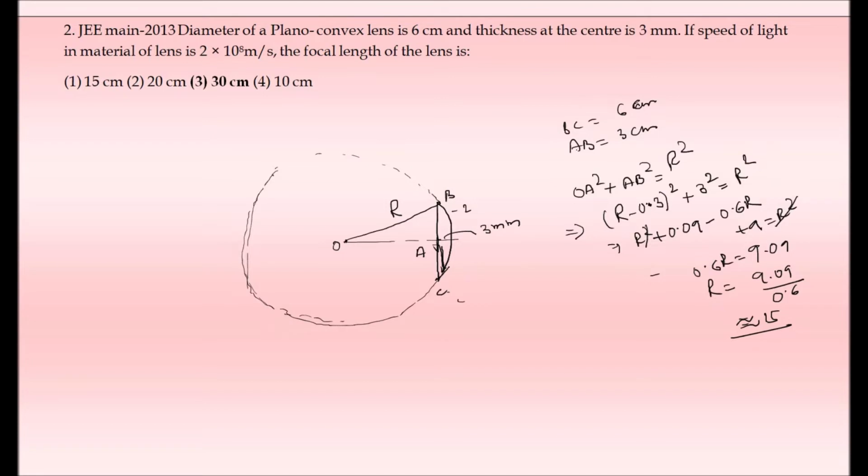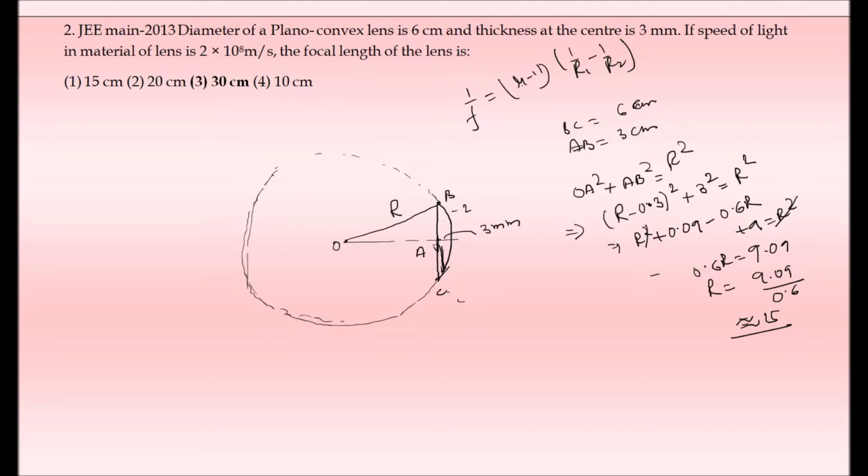Because you have to calculate the focal length, and in order to calculate the focal length, the formula is 1 by f is equal to (mu minus 1) times (1 by r1 minus 1 by r2). The radius of curvature for this plane surface is infinity. However, the radius of curvature of this convex surface is unknown. So you will first have to calculate this radius of curvature.